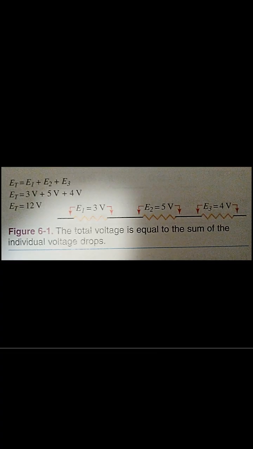The source voltage of a series circuit is equal to the total value of each individual voltage drop. Figure 6-1 has three resistors wired in series with a voltage drop indicated at each resistor. When the three voltage drops are added together, they equal the source voltage. See figure 6-1. The total voltage is equal to the sum of the individual voltage drops.